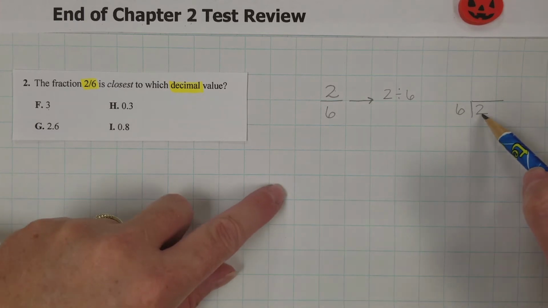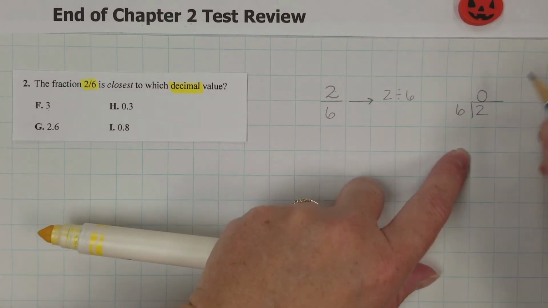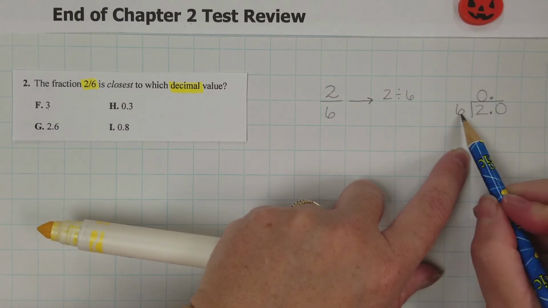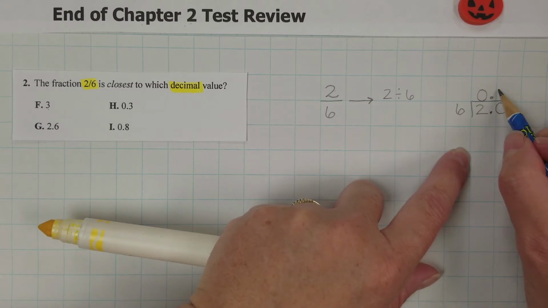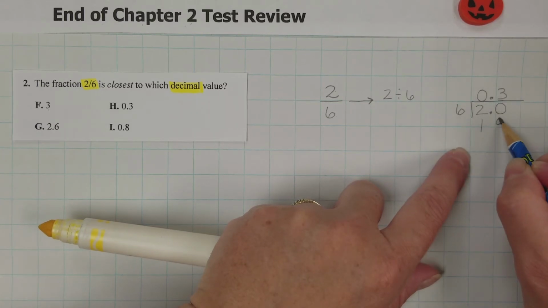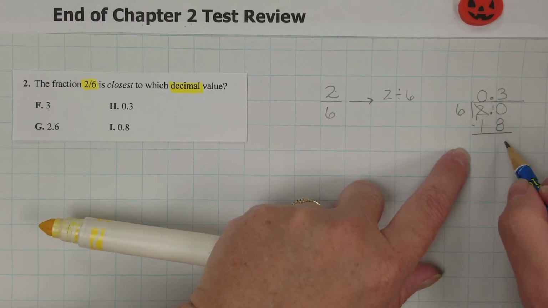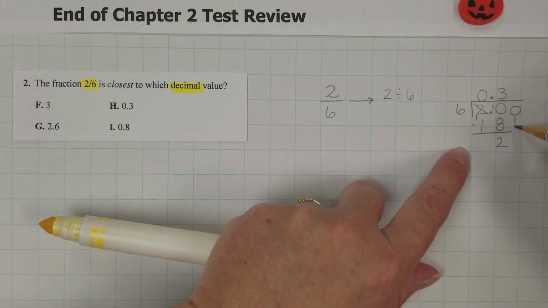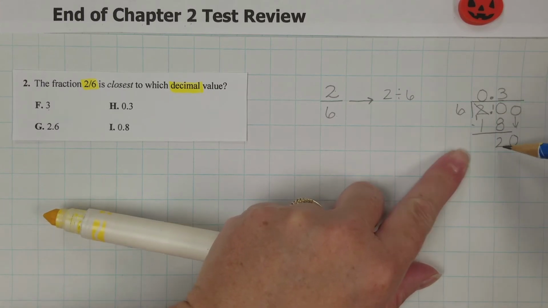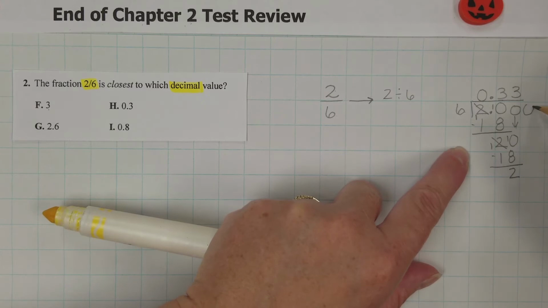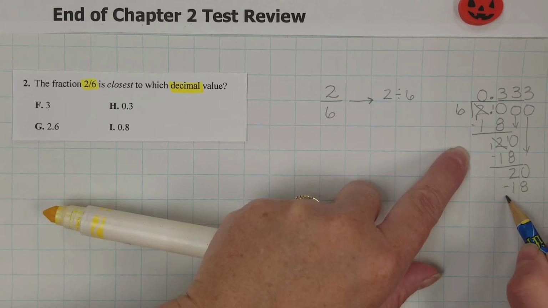6 is unable to divide 2, so I put a 0 here. I add a decimal point, put it up in my quotient, add a 0. 6 is able to divide 20 3 times, which is 18. When I subtract, I borrow. 10 take away 8 is 2. I add a 0, I bring it down. 6 is able to divide 20 3 times, which is 18. I borrow. And very quickly we realize that this is a repeating decimal that will go on forever.